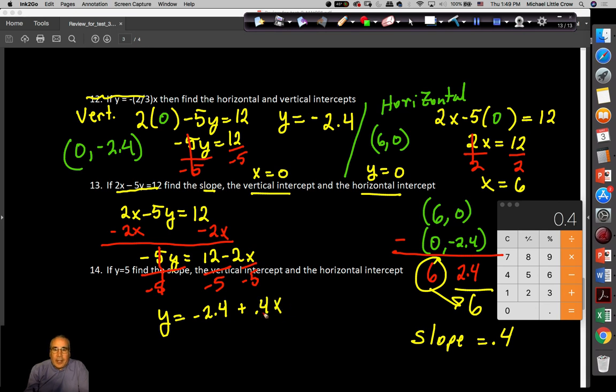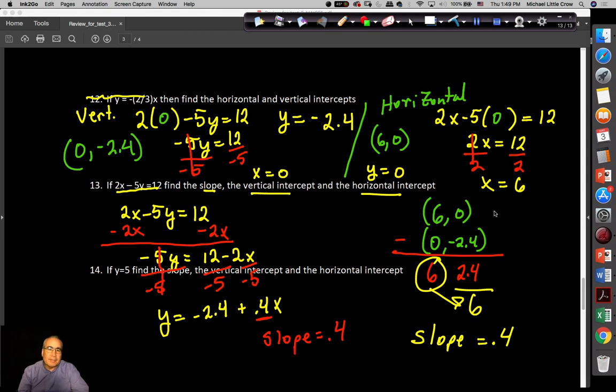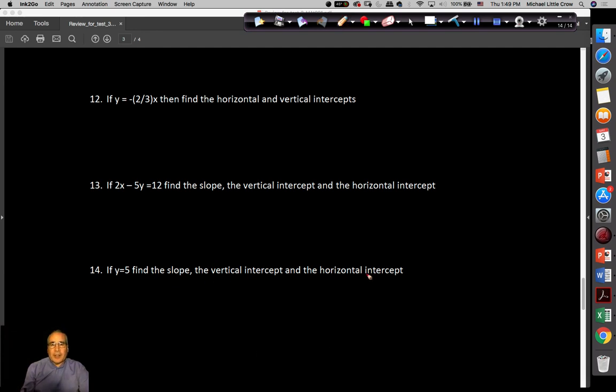0.4x. And we know in this form the number in front of the x is the slope. So we see both ways the slope is 0.4. So we're able to answer that question either way. And it's good if we can do both because it just builds up our confidence. Now 14, we're almost there. If y equals 5, find the slope, the vertical intercept, and the horizontal intercept.